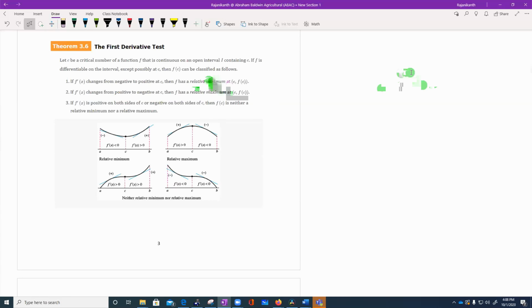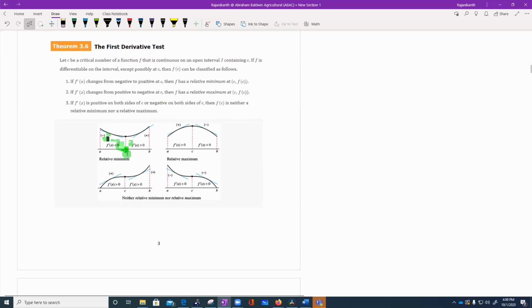Last time we discussed the existence of relative maximum and minimum. Do you remember? We had one theorem, right? A relative maximum or minimum always occurs at a critical point. Okay, so that's why the critical point is very, very important to determine whether the function has a relative maximum or minimum. So what does this test say? How do you check whether the function has a relative max or min at the given critical point?